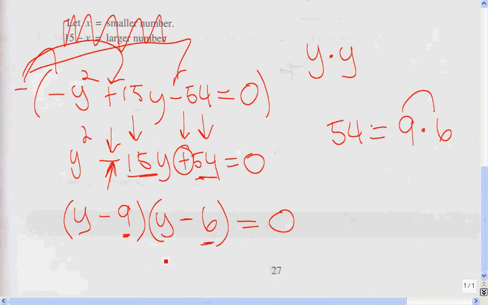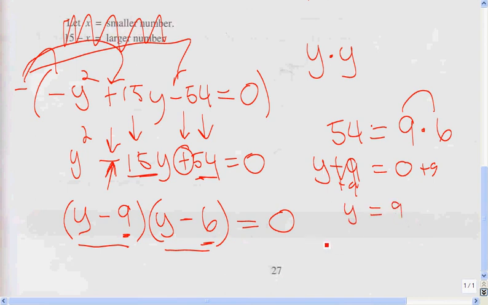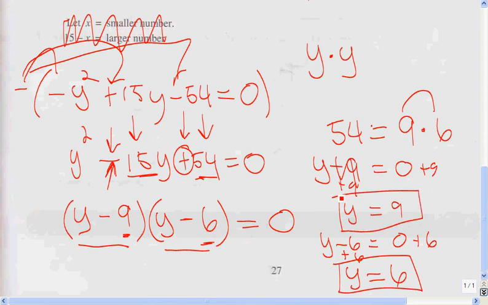So now that I've factored, I grab this factor and make it equal to 0. And I grab this factor and make it equal to 0 and solve for both of them. So let me show you what I mean. y minus 9 equals 0. If I add 9 to both sides, what I get is y equals 9. Then y minus 6 equals 0. If I add 6 to both sides, what I get is y equals 6. And those are my two answers, y equals 9 and y equals 6.